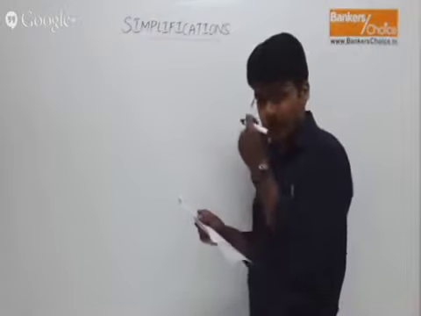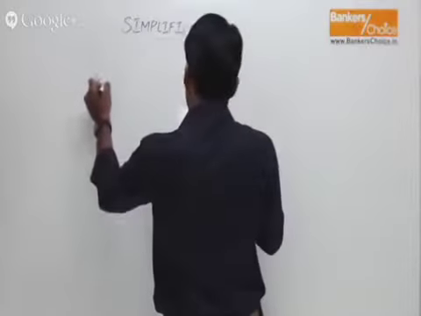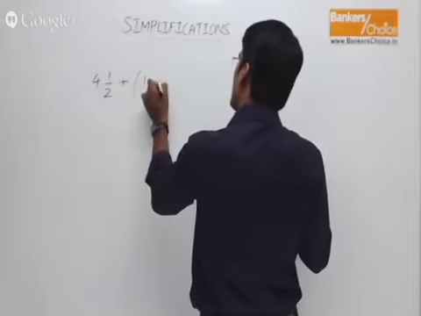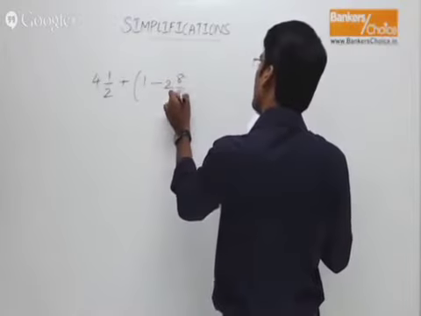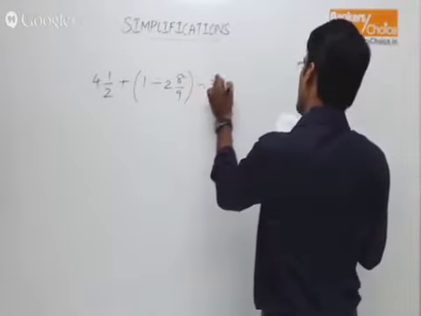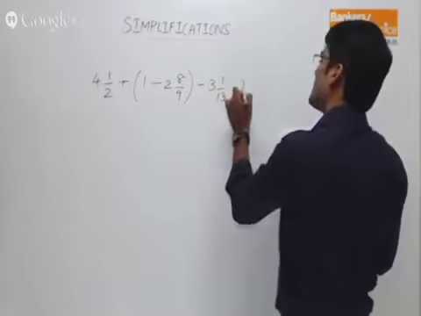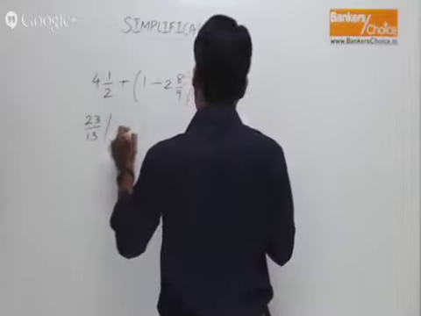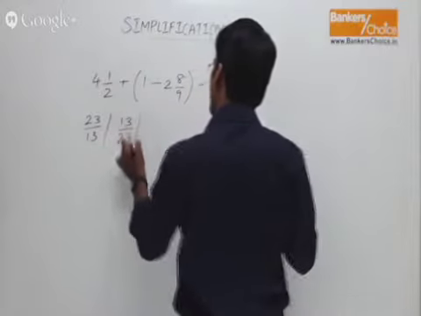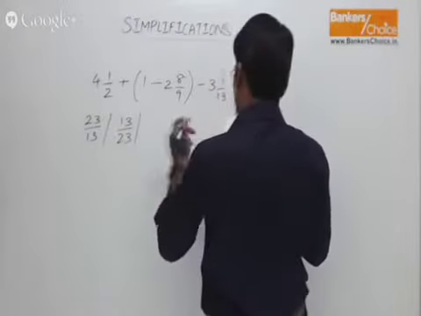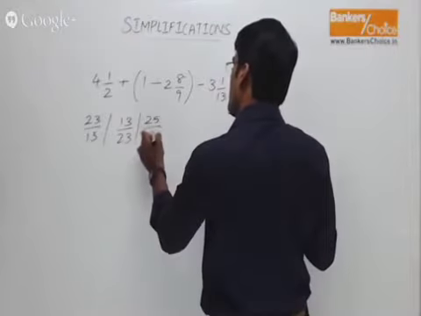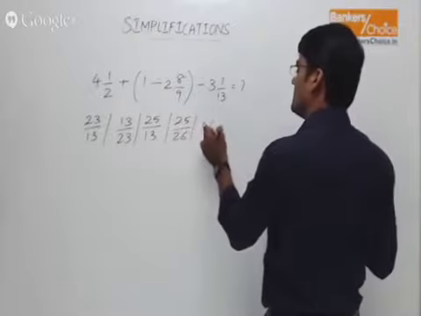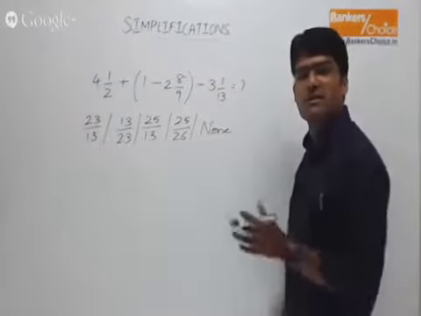Let's look at the next question on fractions. 4 1 by 2 plus 1 divided by 2 8 by 9 minus 3 1 by 13 equals to what? Options are 23 by 13, first option. Then we have 13 by 23. Then 25 by 13. Next is 25 by 26. And the fifth option, as usual, is none of this. So that's the question there.